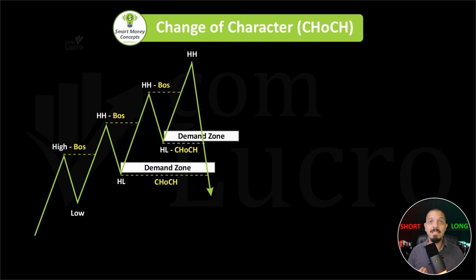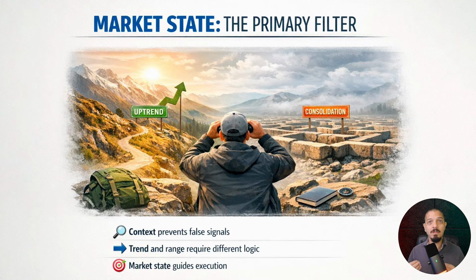Now, we can anticipate the price entering the bearish order flow. A change of character tells us that control may be shifting, but that alone is not enough.